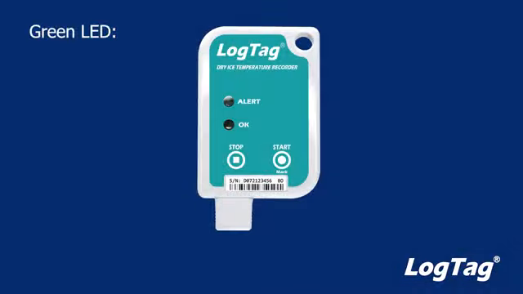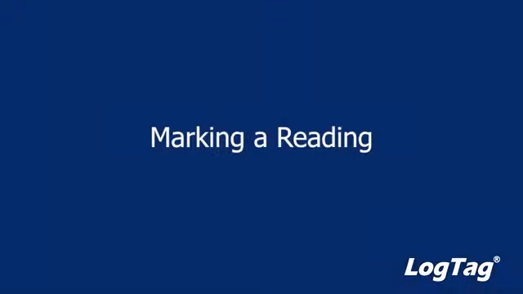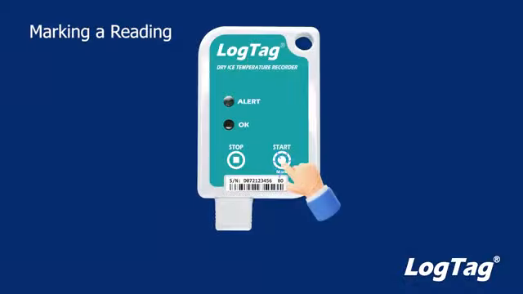A single green LED flash every 4 seconds indicates logging with no alerts. A single red LED flash every 4 seconds means an alert condition has been triggered. Pressing the start button while logging adds an inspection mark, confirmed by a sequence of 5 simultaneous green and red flashes.